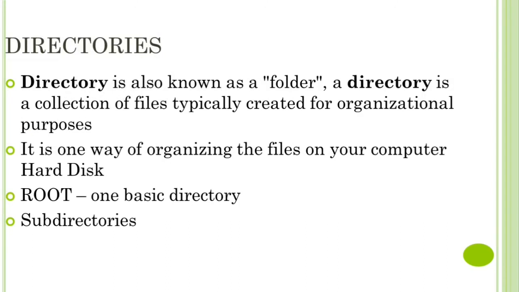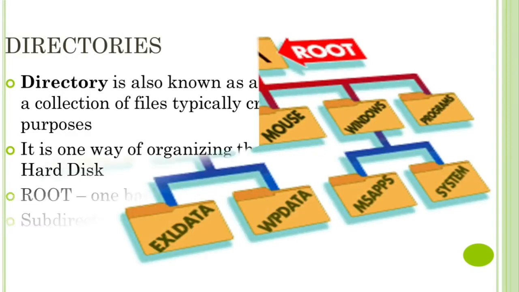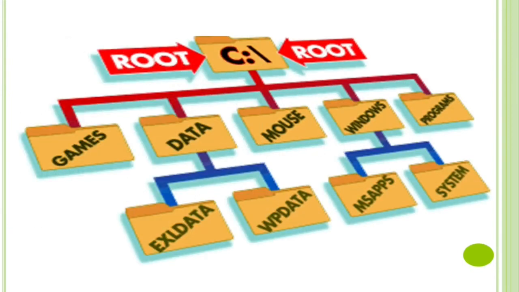Then directories. Directory is also known as a folder. A directory is a collection of files typically created for organizational purposes. It is one way of organizing the files on your computer, hard disk. In that, root is known as one basic directory and there are subdirectories. Here C is a root directory.